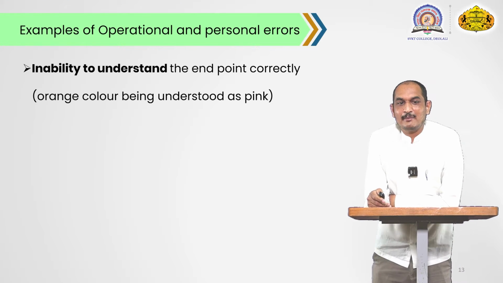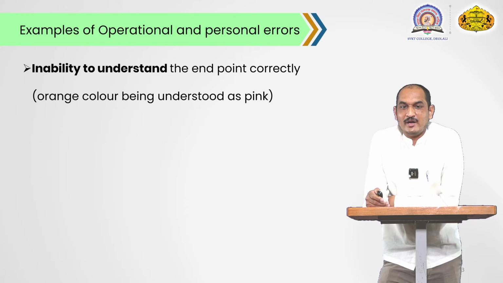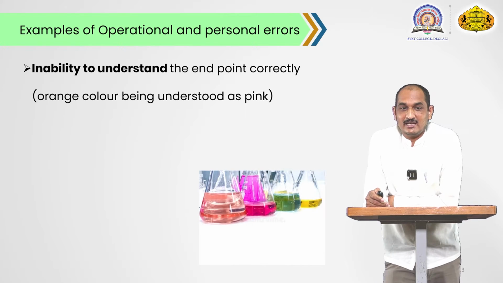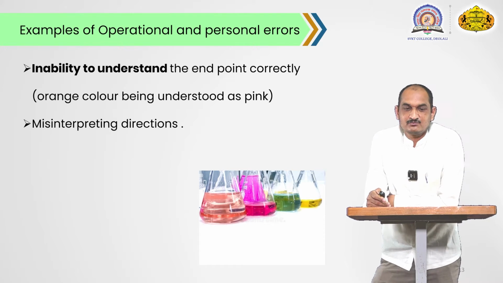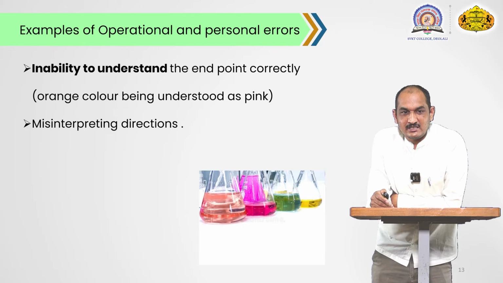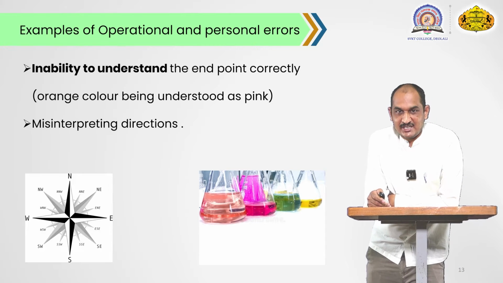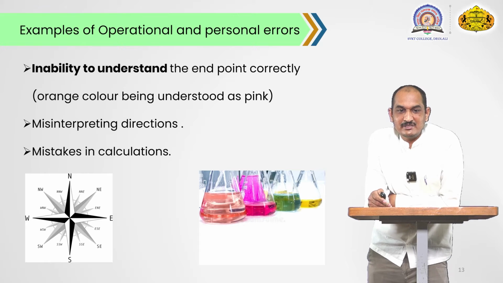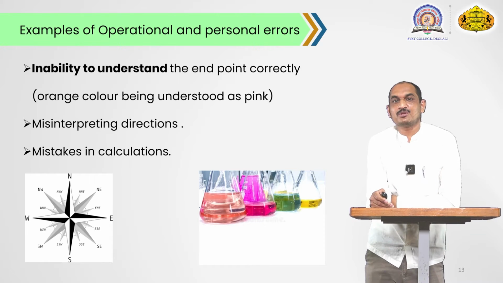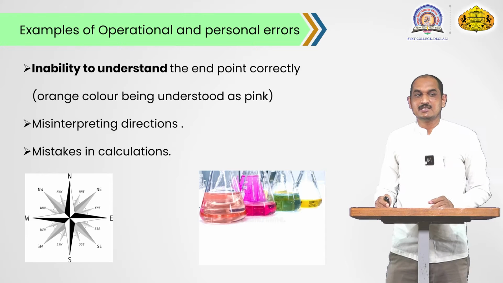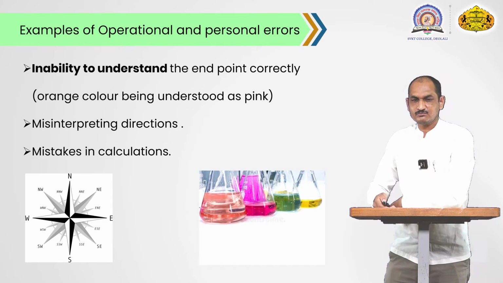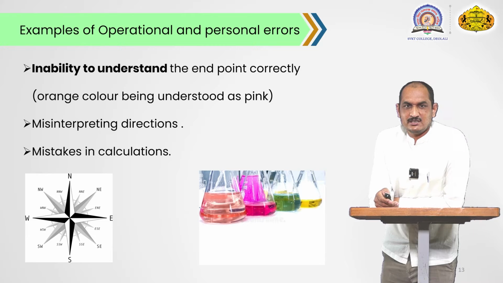Another is the inability to understand the endpoint correctly. Some students are confused in recognizing the color of the endpoint, for example an orange color being understood as a pink color. This is operational and personal error. Another example of such error is misinterpreting directions. Then another example is mistakes in calculation. We know that calculation is most important during the analysis or during the different types of operational analysis.